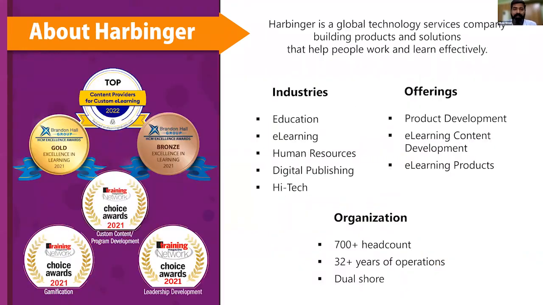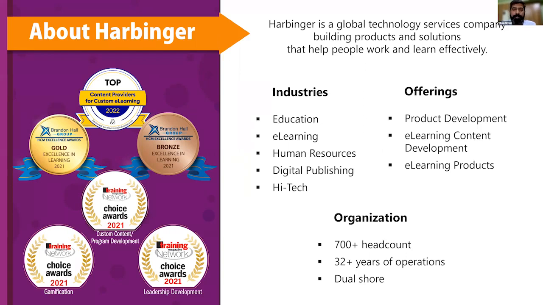Thank you very much, Vikas. I'd like to share with our viewers that Harbinger is a global technology service company building products and solutions that help people work and learn effectively. Our journey started in the 1990s, and that's almost 32-plus years of operations. We are a team of more than 700 professionals, which includes 150-plus e-learning producers. So we are small enough to care and large enough to deliver. That is what we like to say.